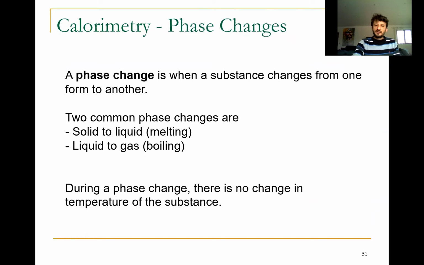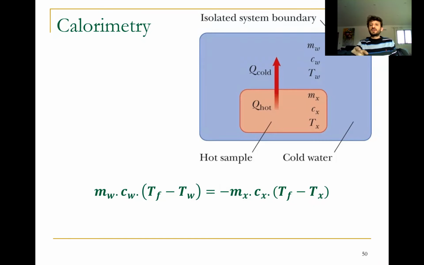In this case, we can calculate C of the object if the object has only one phase. For example, the object is a solid object. Initially, it's a solid object, and finally, it's a solid object. We don't have a change of phases. We have only one phase. Also the water, we have water initially and water finally. We don't have a change of phases between the initial state and the final state.